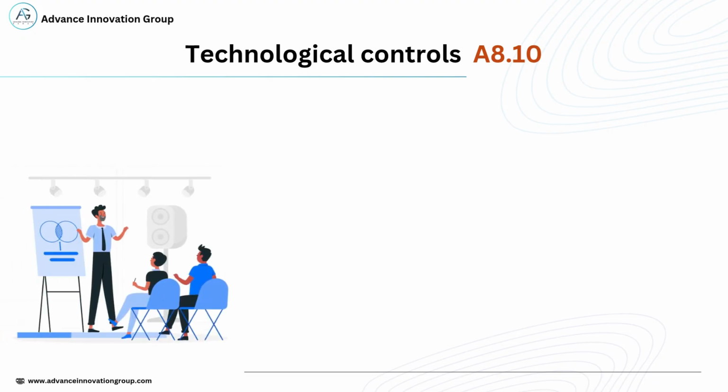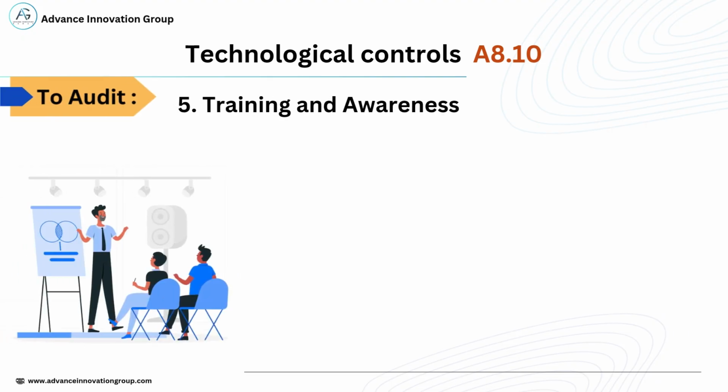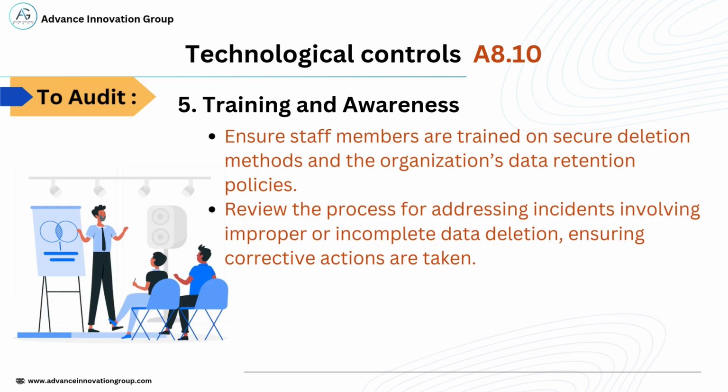Technological controls A8.10 to audit. 5. Training and awareness. Ensure staff members are trained on secure deletion methods and the organization's data retention policies. Review the process for addressing incidents involving improper or incomplete data deletion, ensuring corrective actions are taken.